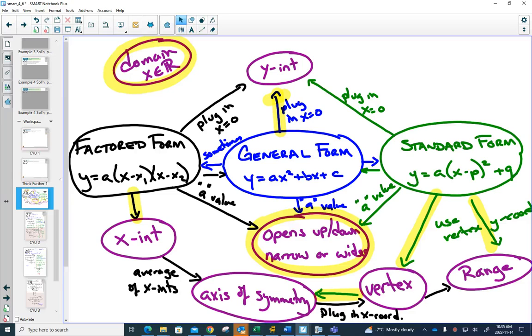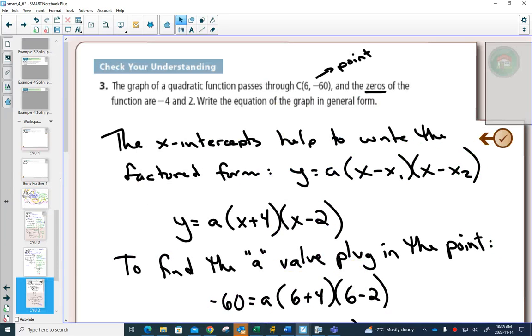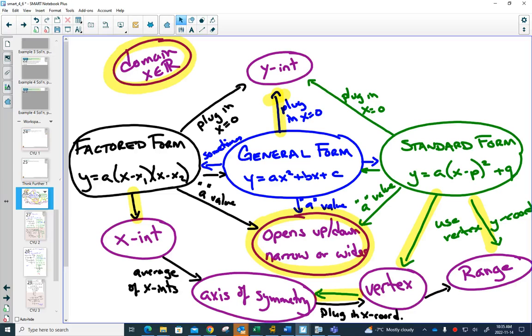Sometimes you will get questions like this one, but it tells you the vertex. If it told me the vertex, does it make sense to you that I'd probably go back to standard form and then to general form? So each of the things that they give us as information helps us find one of the forms, and then we can change to any other one.